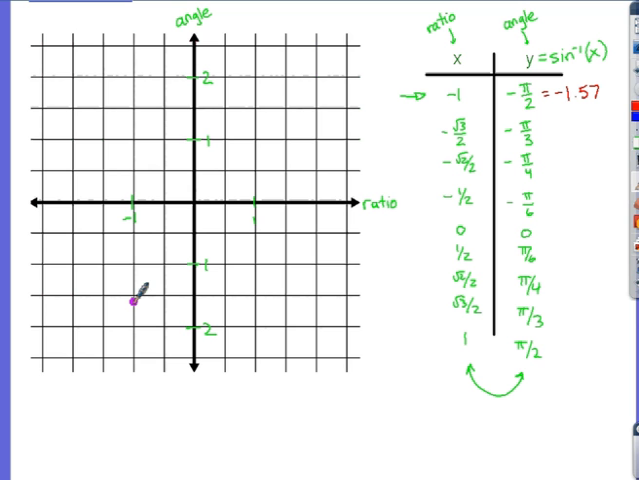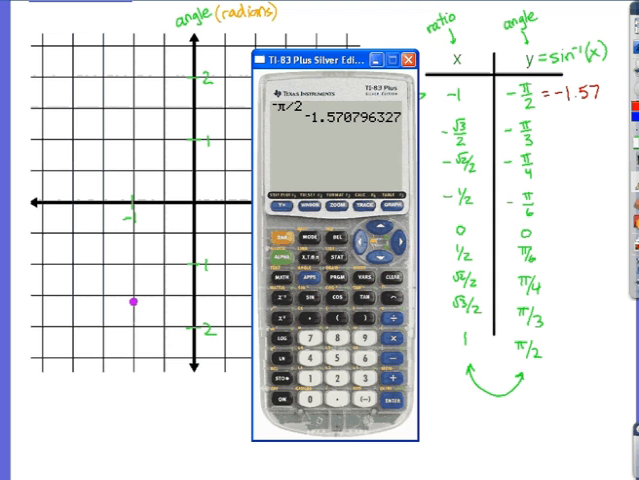Now, I just want to make sure it's really, really obvious and clear here what we're doing. We're looking at the ratio on the x-axis and the angle, which is in radians, on the y-axis. Okay, so now it's just a bit of grunt work, really. Let's go and take a look at all the rest of these numbers. We've got to kind of convert them to decimals so that we know how to graph them. So negative pi over 3 is negative 1.05.